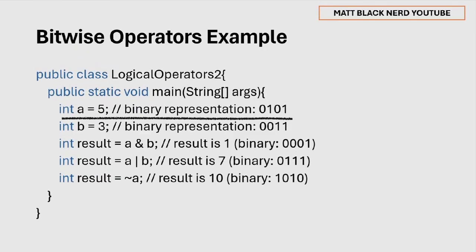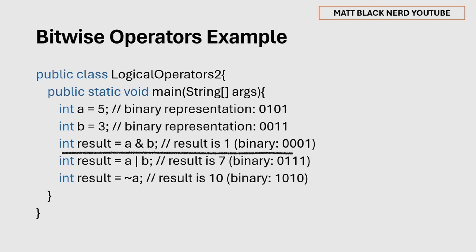In this statement, variable a of type int is initialized with value 5. The corresponding bit representation of 5 is 0101. In this statement, variable b of type int is initialized with value 3. The corresponding binary representation of 3 is 0011.